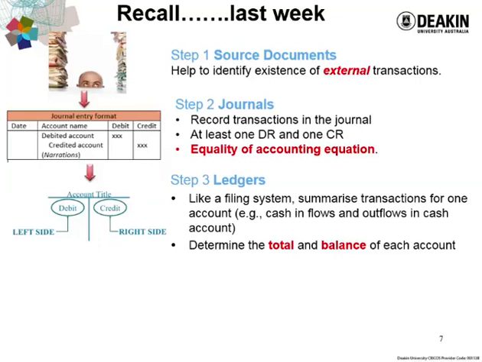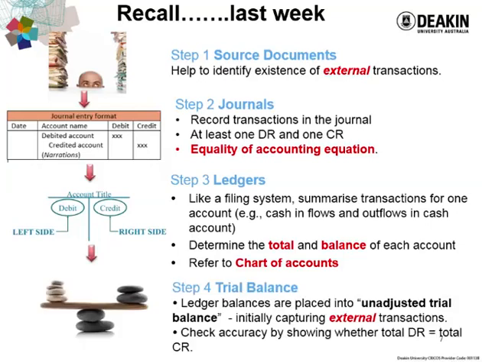There are two formats for ledger accounts, the T format and the running balance format. So far, we focus on the T format. And every account has a unique ID, which can be found in the chart of accounts. We list the sequence of the items in financial statements based on the chart of accounts. Once we have determined the closing balance or total figure of each account, we prepare an unadjusted trial balance, which only capture the external transactions. Trial balance does not guarantee that everything is correct, but it can help us to at least ensure that the total debit equals to total credit.